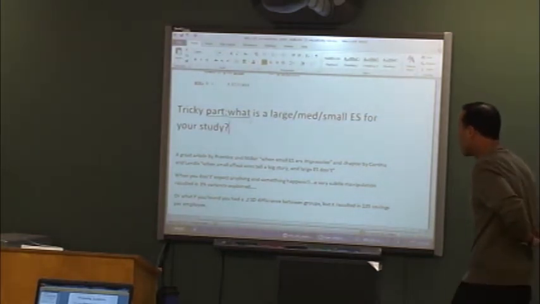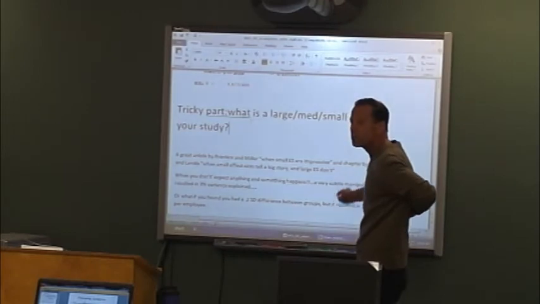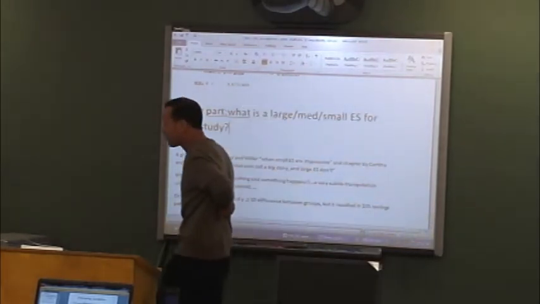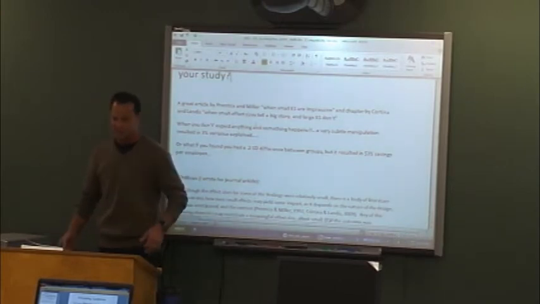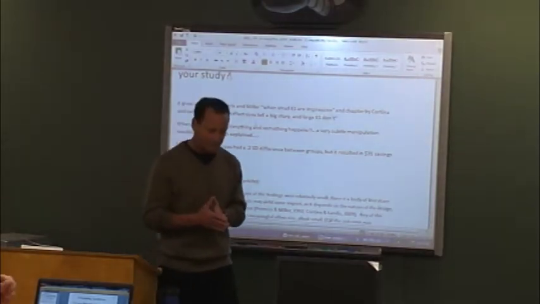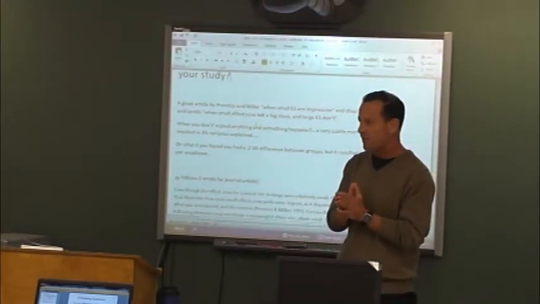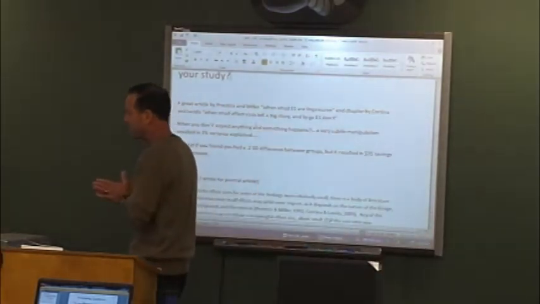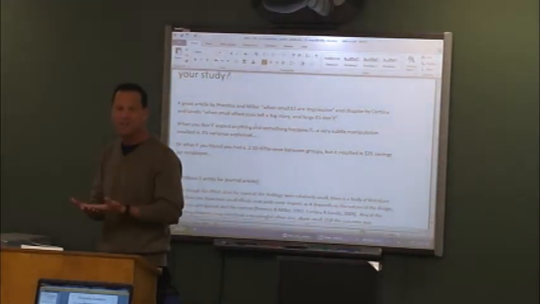So a great article by Prentice and Miller, When Small Effect Sizes Are Impressive, and a chapter by Cortina and Landis, When Small Effect Sizes Tell a Big Story and Large Effect Sizes Don't. Sometimes something can be so obvious, you so obviously assume there'll be a large effect, that somebody will shrug their shoulders and say, okay, how does that extend science? Right? If it's so obvious.